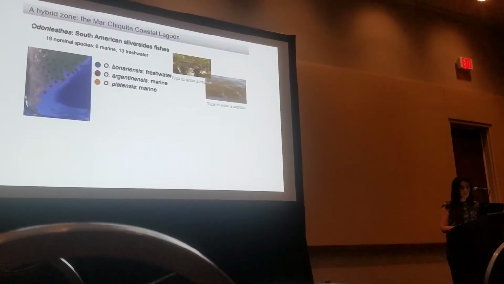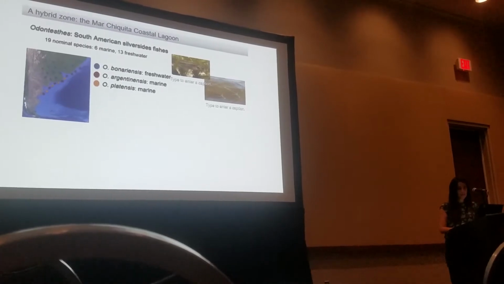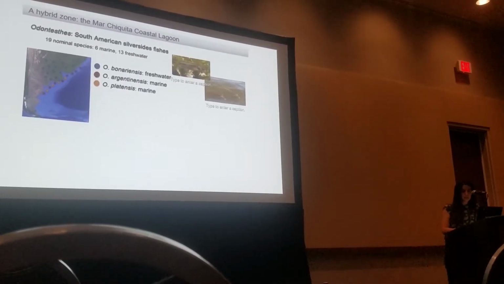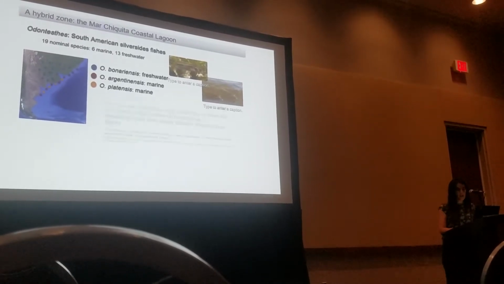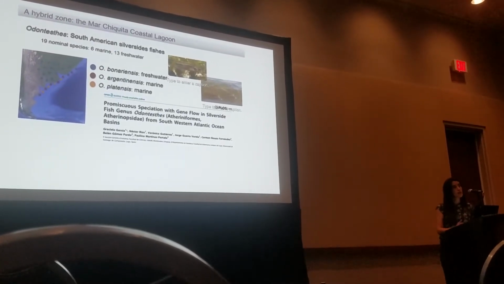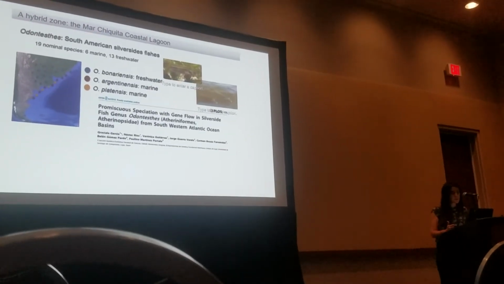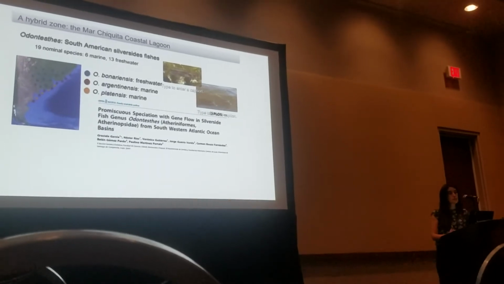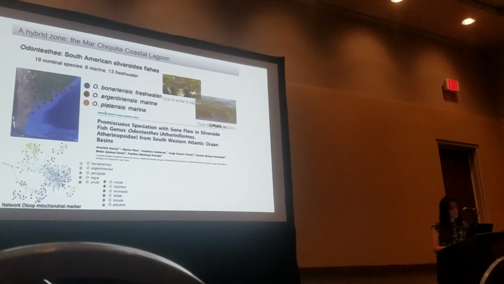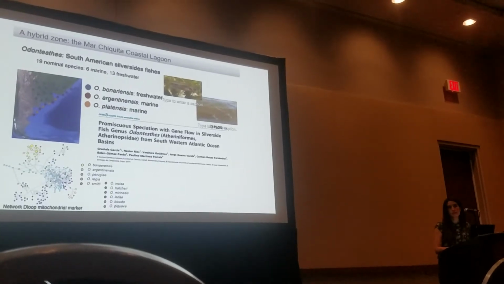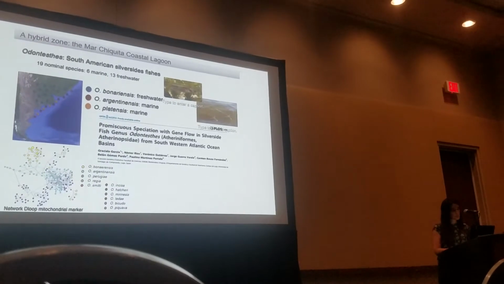However, until now, there are no molecular tools that allow us to resolve the phylogeny of these species. And some papers say that there is a promiscuous speciation among the species of the Odontesthes genus. And this is because mitochondrial or microsatellite markers cannot resolve the phylogeny.